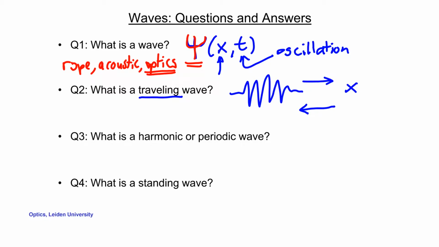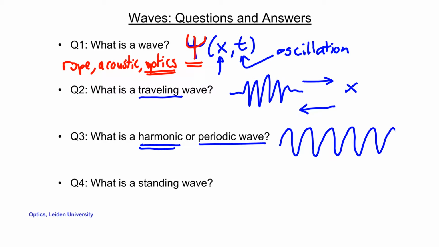And the third concept is a harmonic or periodic wave. Well, a harmonic or periodic wave is like the harmonic oscillator, something that oscillates with a fixed frequency and hence oscillates forever. And this pattern can again move to the right or move to the left if you have a harmonic traveling wave.